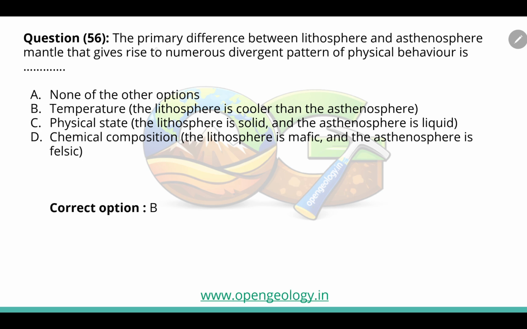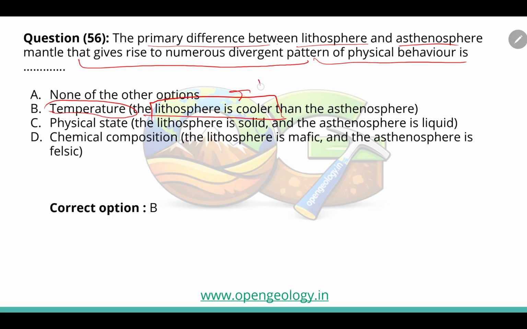Another question: the primary difference between lithosphere and asthenosphere that gives rise to divergent patterns of physical behavior. The most important difference is the temperature. The lithosphere is cooler and acts as a rigid body, while the asthenosphere is a semi-solid material having convection currents.